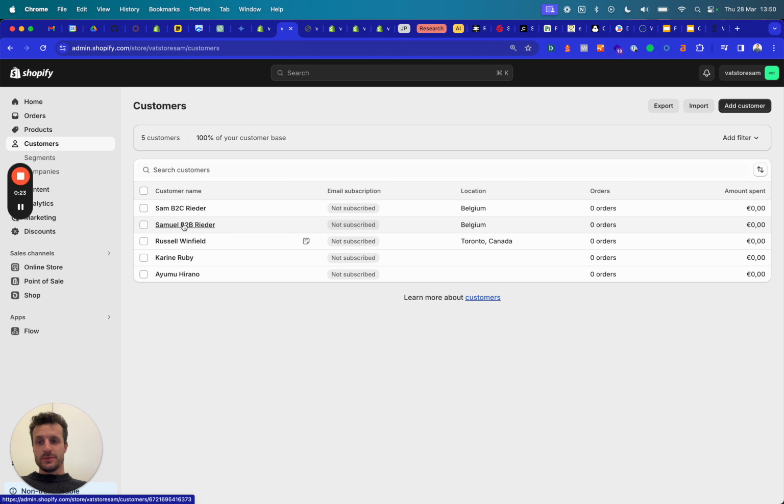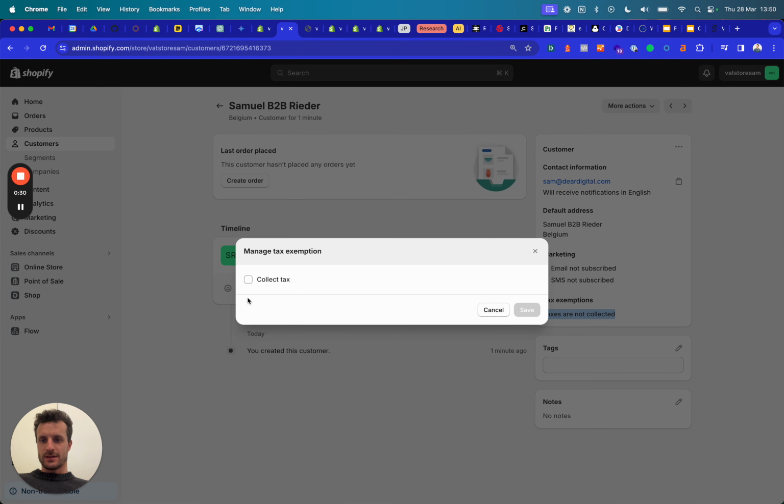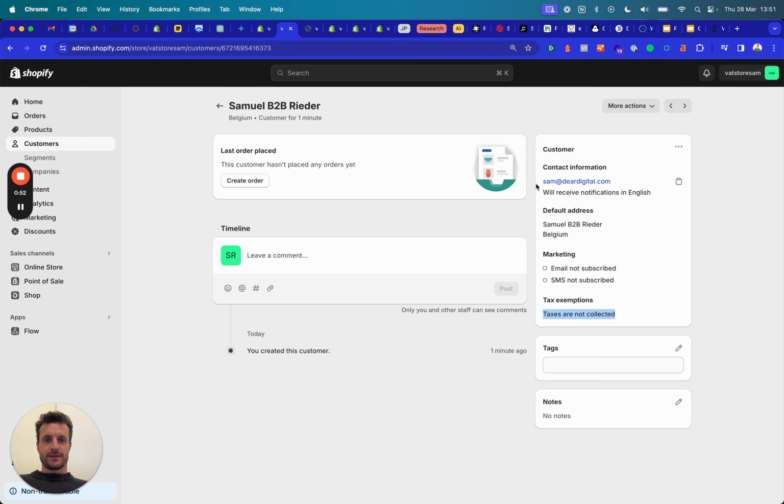Samuel B2B has the setting taxes are not collected. So if you go here, manage tax exemptions, then the checkbox collect taxes is not checked. This means that when this customer checks out, no taxes or VAT will be included in his price. We will come back to this later, but just to make sure that we understand each other, these are the settings of this specific customer, and this is the email address of this customer.